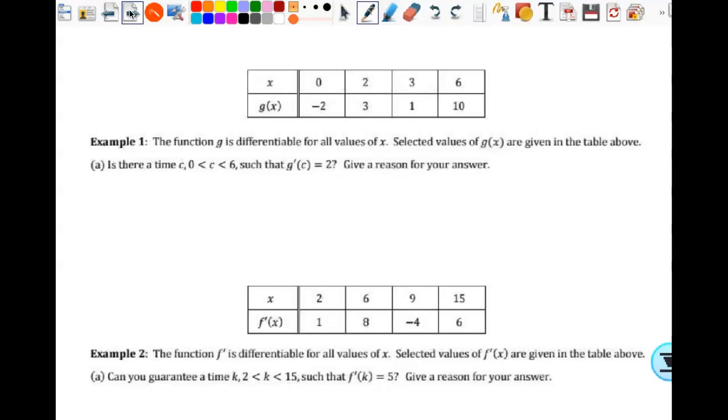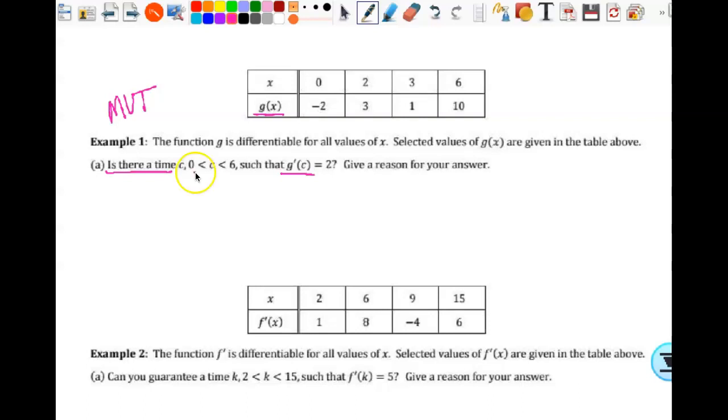Okay, so when I look at this, I'm going to think, is there a time? So to me, that sounds like it's going to be either IVT or MVT. The information I have is g of x. It is asking me about the rate of change of g of x. So what would this be? MVT, okay? Right, MVT. And then we can do our work.